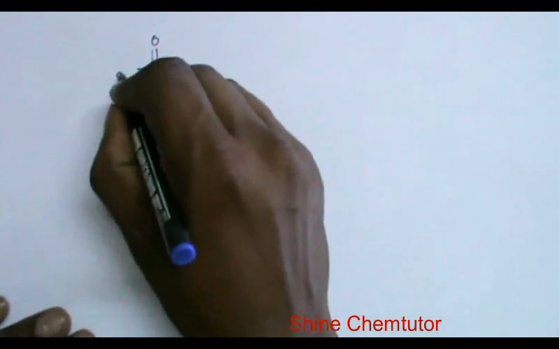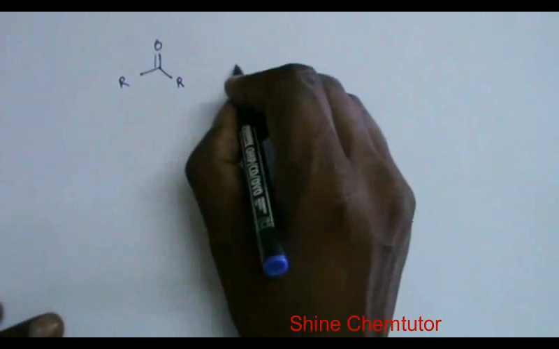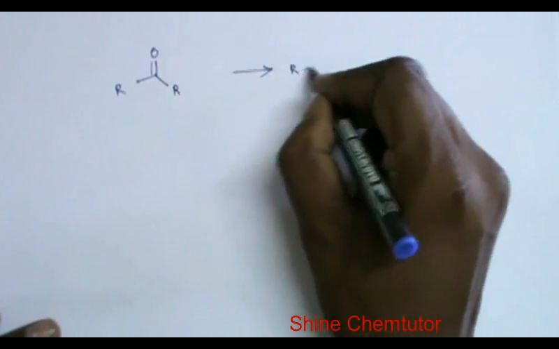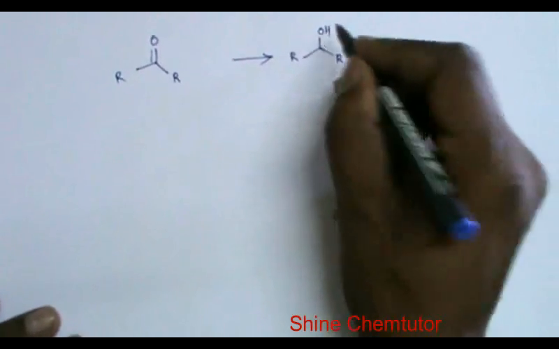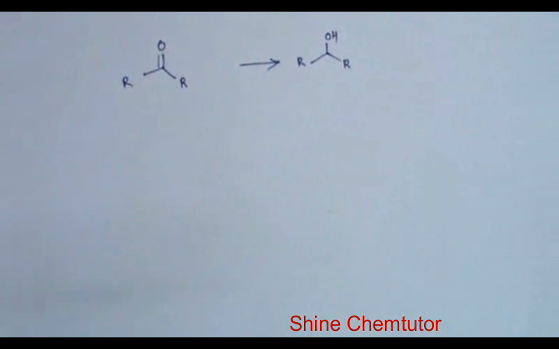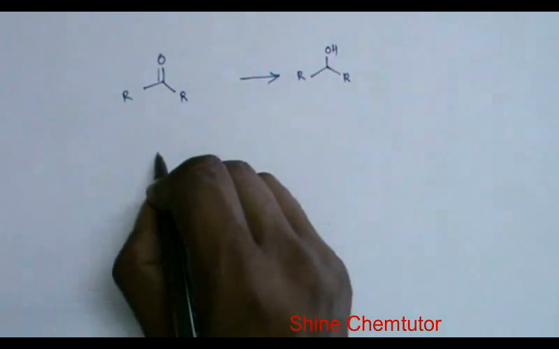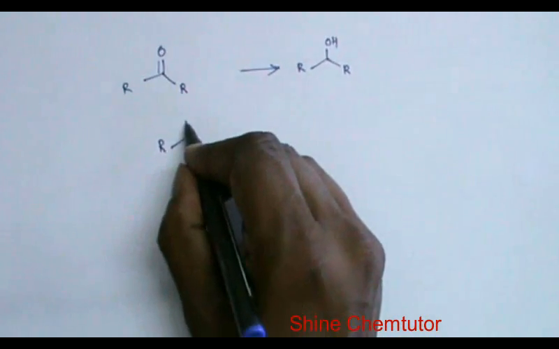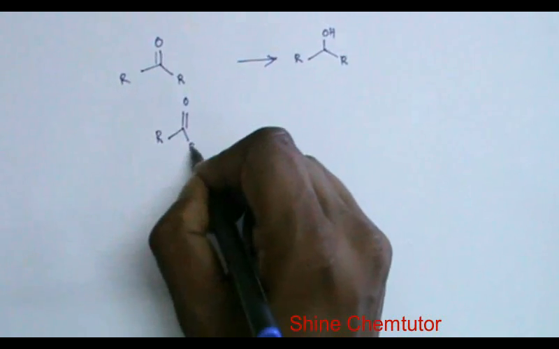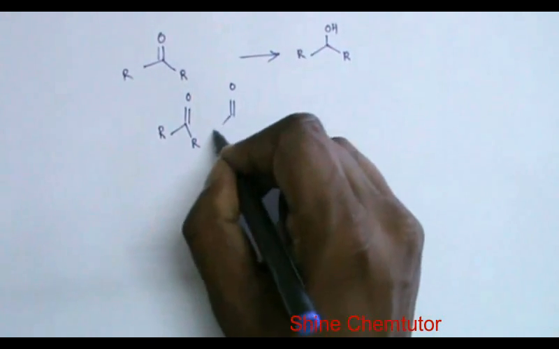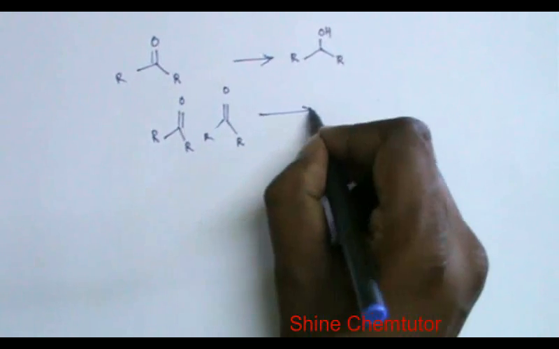What about ketone? Can we reduce ketone with sodium? Yes, we can reduce. It can be converted to the corresponding alcohol. The mechanism is the same. But this can be easily reduced by sodium borohydride. So the condition with sodium borohydride is somewhat easy. But this particular method is generally used for the preparation of pinacol.